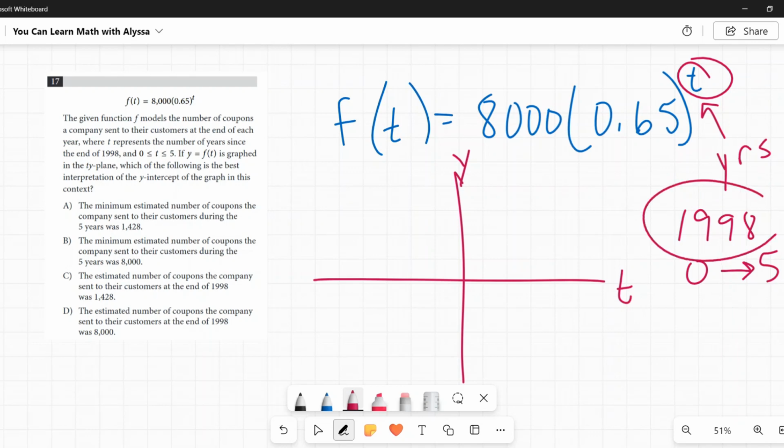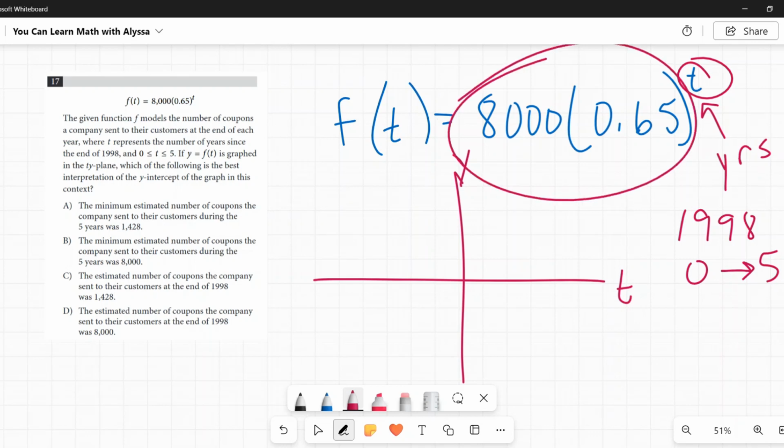At the end of 1998 is when they started. So no years had passed. t starts at 0. That's what this 0 is less than or equal to t is. The number of years since the end of 1998. So when t is 0, no years have passed. It is just the end of 1998. No years have passed. Okay, so what happens in this equation when t is 0?